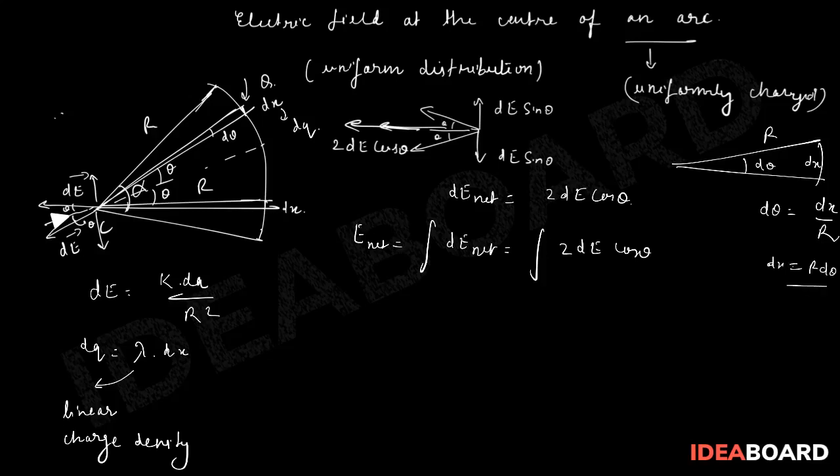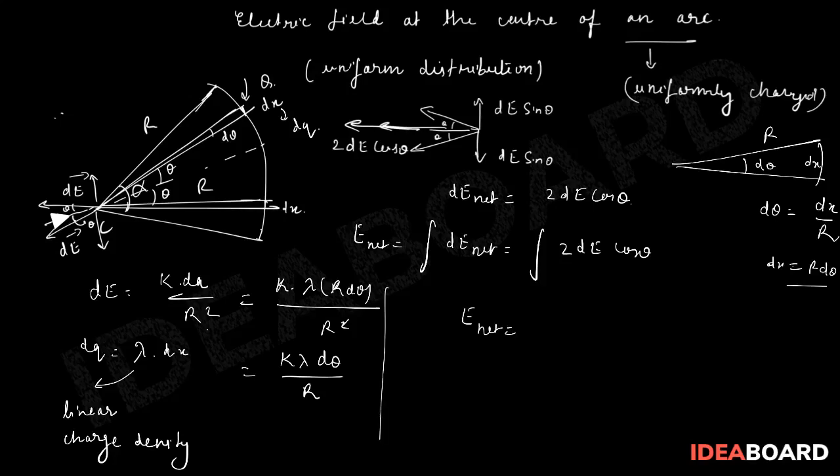So here I can substitute these values. So k into lambda and dx will become r d theta upon r square. This is cancelled out, so we got k lambda into d theta upon r. This is the value of dE. So we can substitute the value of dE in order to calculate E net, which is going to be 2 k lambda into d theta upon r into cos theta.